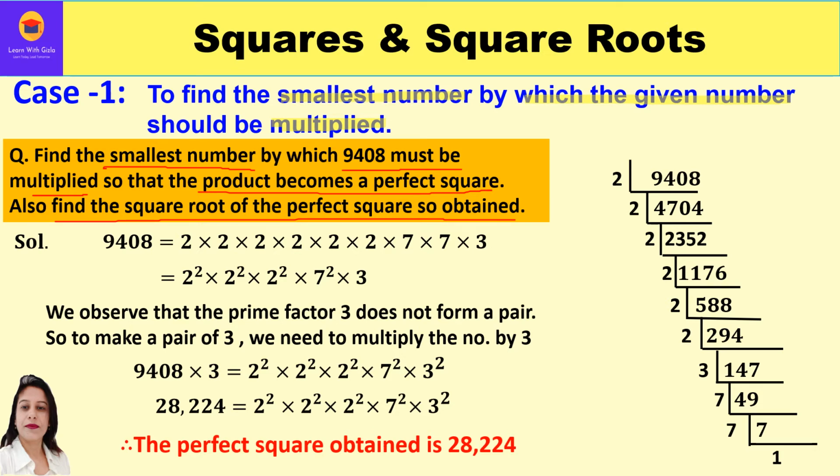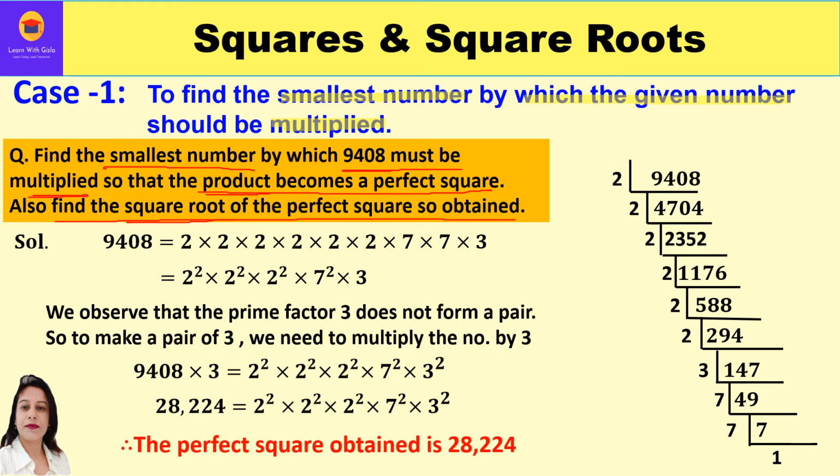Over here, given to us is the number 9408. This number is not a perfect square number. To make it a perfect square number, we have to multiply it by the smallest number so that we get a product, and that product will be a perfect square number. Further, after getting the perfect square number, we also have to find the square root of that perfect square number.